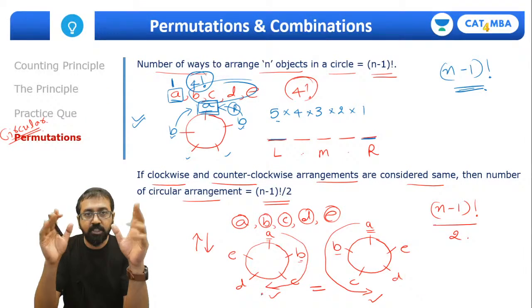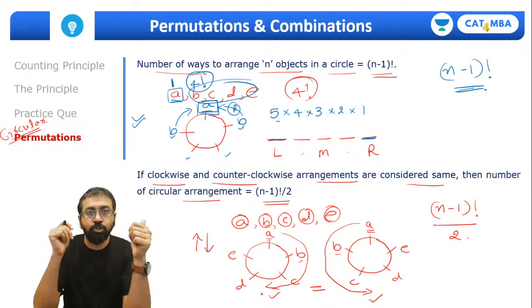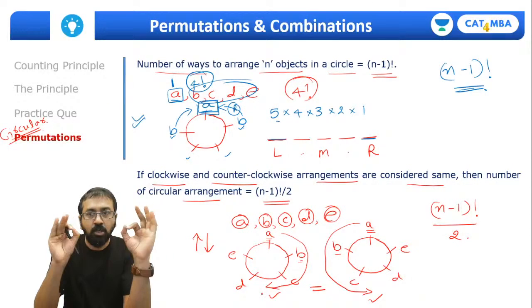Are we all clear with these two cases of circular permutation? Show me a thumbs up once you have understood this quickly.